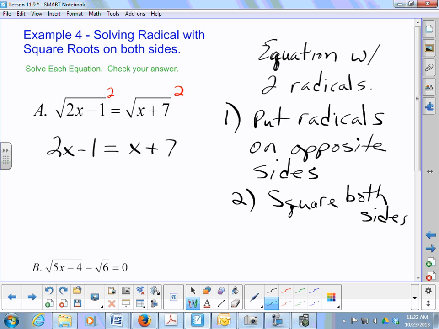So we'll put the radicals on opposite sides. And then our second step is we'll square both sides. And then solve. So we'll subtract x from both sides. And then add 1. So we should get x equals 8.